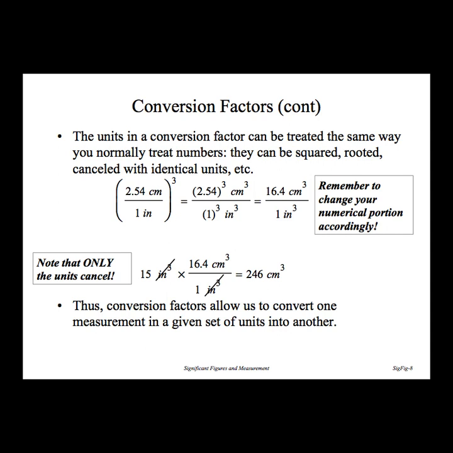And while that's not shown on this slide, it would be 250 cubic centimeters, or if we did the rounding, of course, 2.5 times 10 to the 2 cubic centimeters. Conversion factors therefore allow us to convert one measurement in a given set of units into another one. Continuing along on the next slide, slide number 9, conversion factors can also be derived from physical properties.